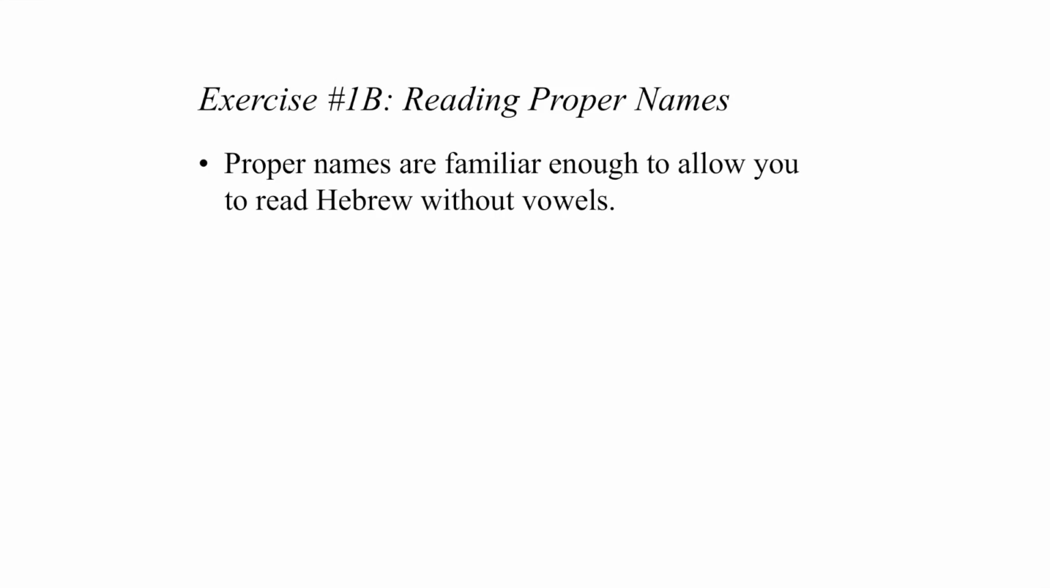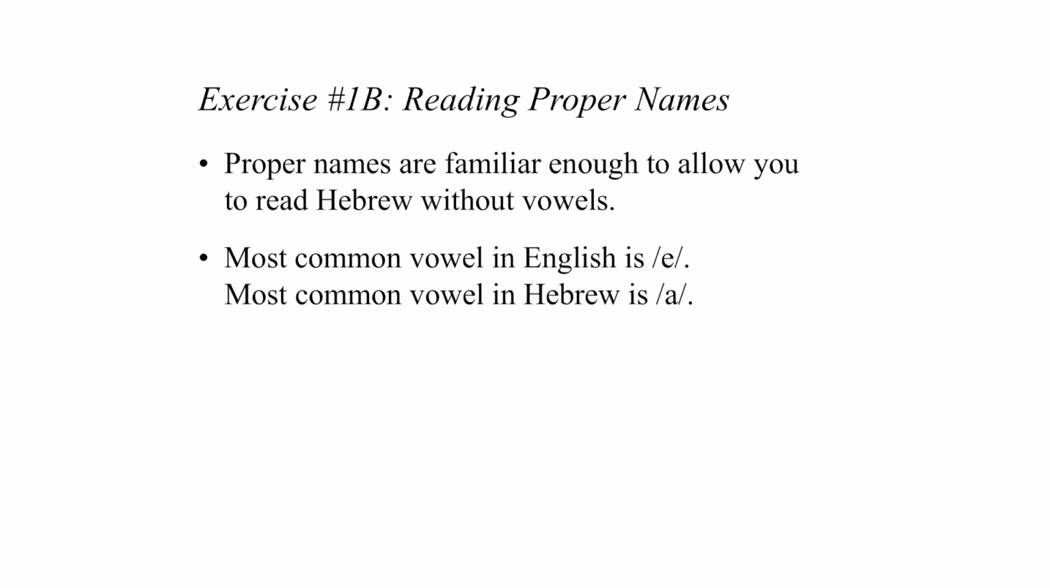So in exercise 1B, what we've done is we've taken Hebrew words that you know, people's names, and they are reproduced with just the consonants so that you can learn to recognize the consonants and start to see how Hebrew is read. In English, the most common vowel is an E. So if you watch Jeopardy or if you ever work with crossword puzzles, you tend to look for an E vowel in order to fill in gaps that you don't know. In Hebrew, the most common vowel is an A.